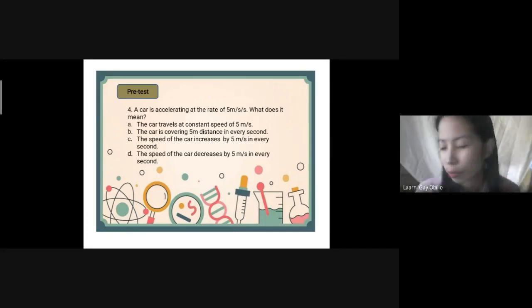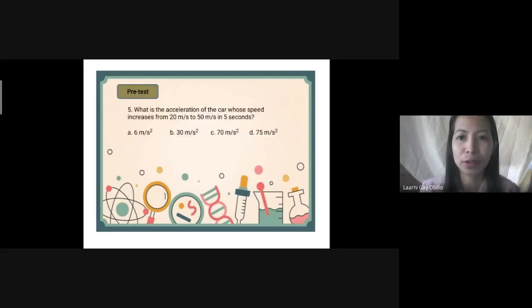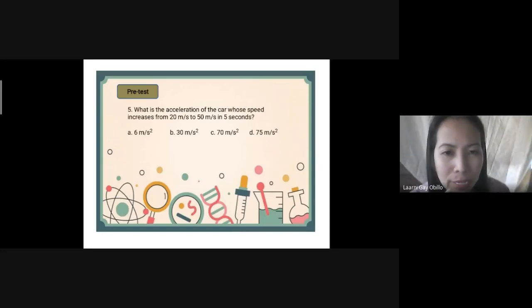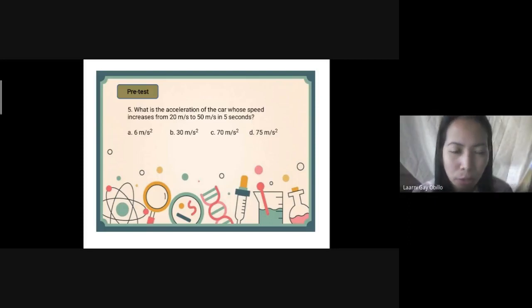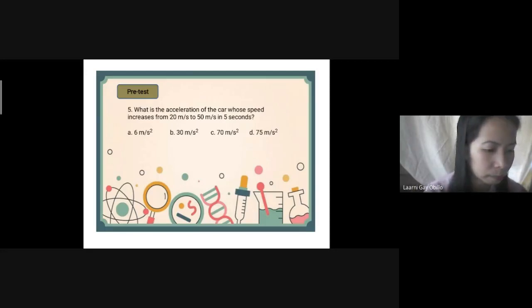For number 5, thank you for answering, Miguel. What is the acceleration of the car whose speed increases from 20 meters per second to 50 meters per second in 5 seconds? A. 6 meters per second squared. B. 30 meters per second squared. C. 70 meters per second squared. Or D. 75 meters per second squared. Write your answer.